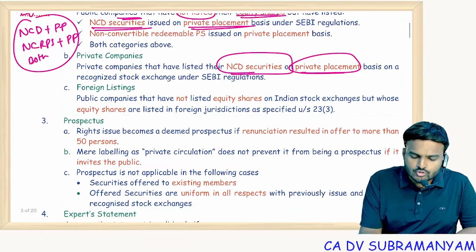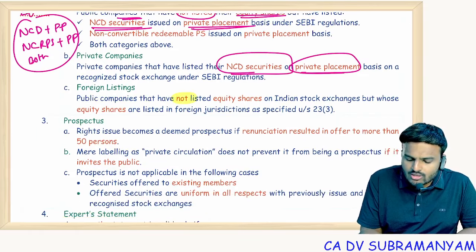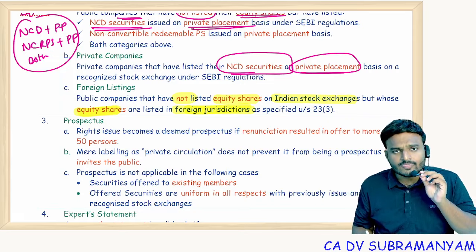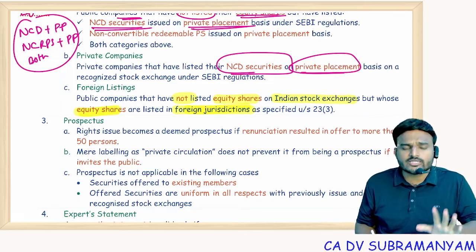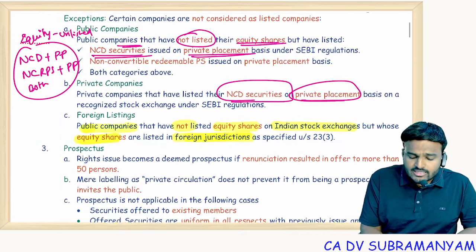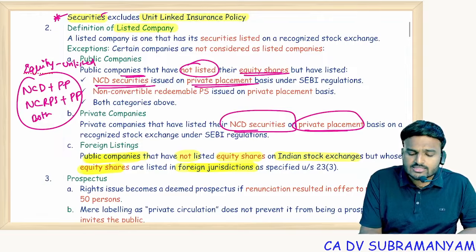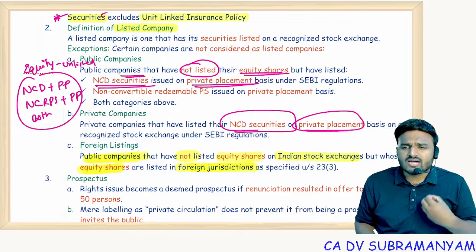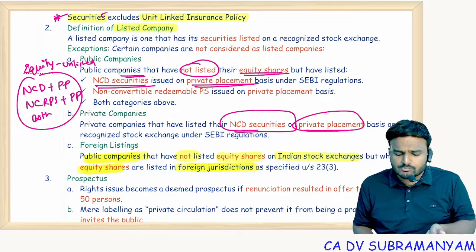And this is a new point. Public companies that have not listed their equity shares on an Indian stock exchange but whose equity shares are listed in permitted foreign jurisdictions, that public company is also not treated as a listed company. It is also not treated as a listed company. Remember these equations. High chance is there a question will come on this point.